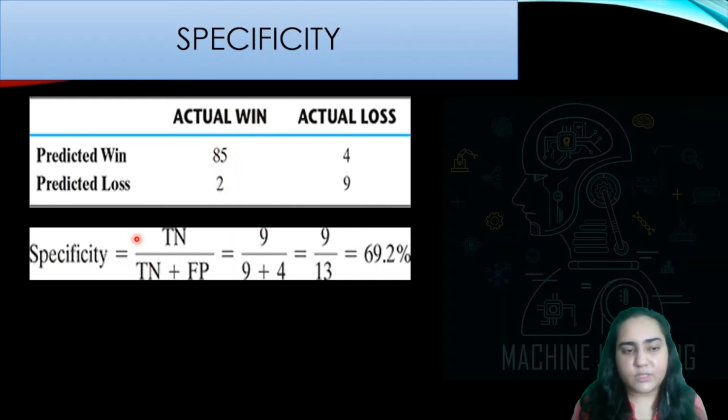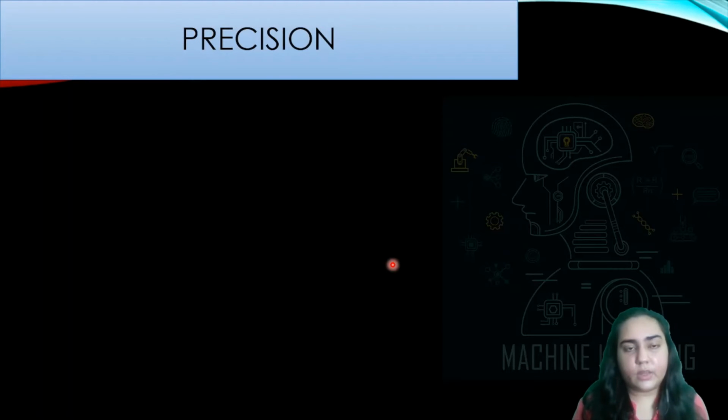So that's the difference. And again, this is our confusion matrix. You can calculate specificity by just taking true negative, divided by true negative plus false positive, because false positives are values which are actually negative, but the model predicted them to be positive. So this comes to 69.2%. So that's what specificity is.